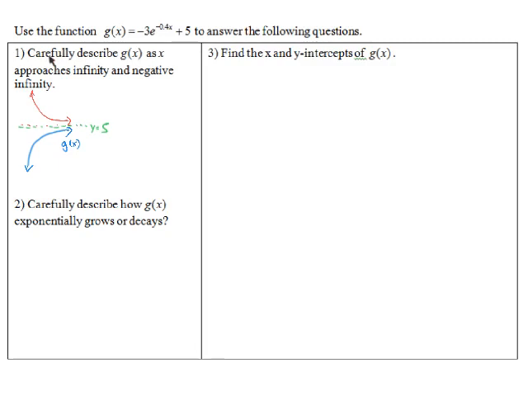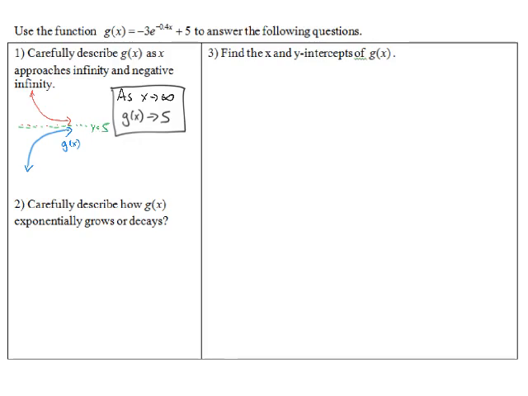So let's think about this. Describe g of x as x approaches infinity. Well, as you go this way forever, what is it doing? It's approaching the value of 5. So as x approaches infinity, g of x is approaching 5, because the y value, or g, is approaching this asymptote.